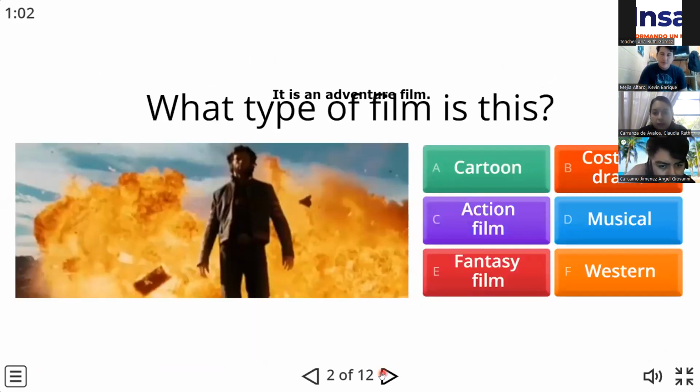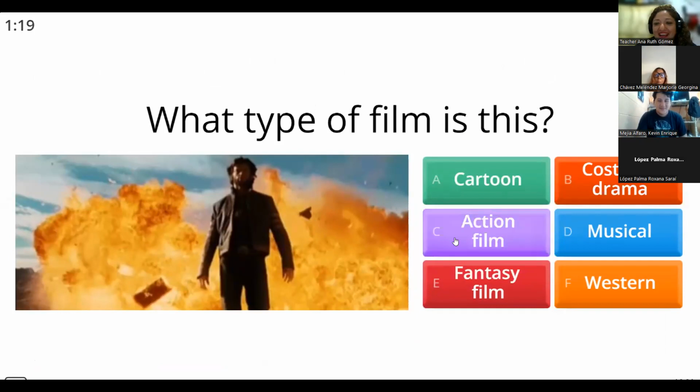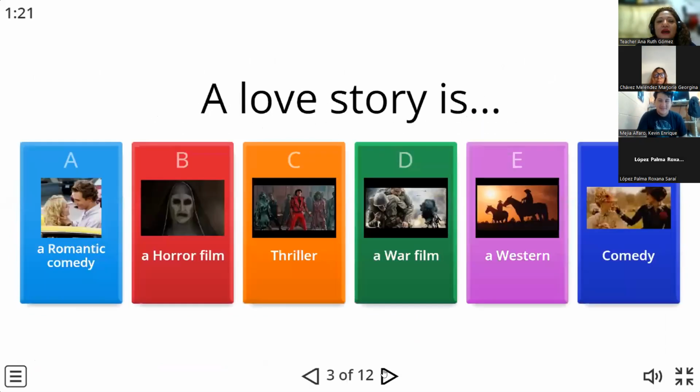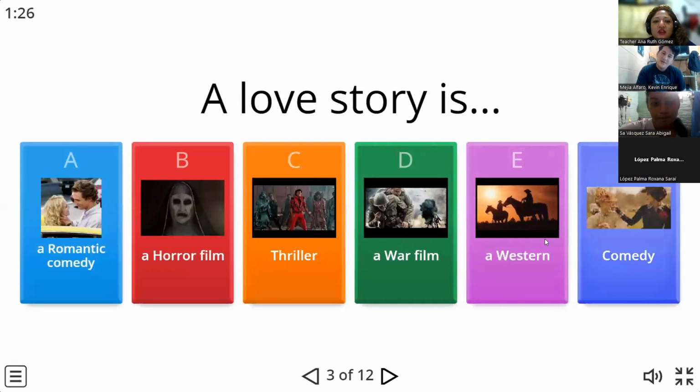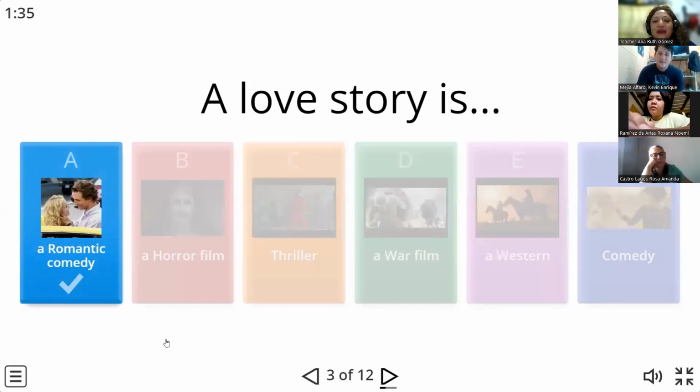What type of movie is this? It is an action film. Which movie is this? Wolverine. Yes, all right. An action film. Okay. What about the next one? Which is a love story here? It is a horror film. A romantic comedy. All right.